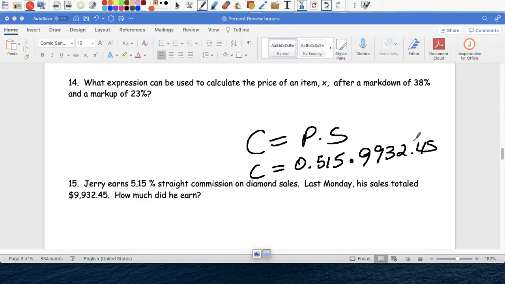He came into work on Monday. He made that much in sales times 0.0515. I forgot a zero here. And that's going to give us that he took home in commission $511.52. All right, that one's straightforward.